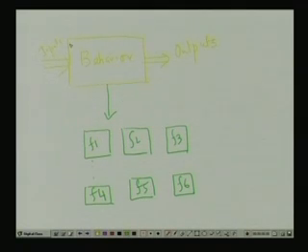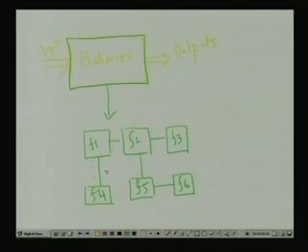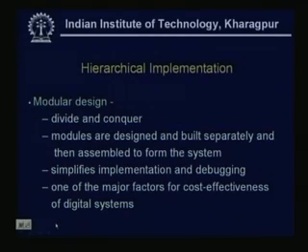That means this large system is broken into smaller blocks. There must be some interconnection between these blocks. Each of these smaller blocks we call a module. So, mainly this is divide and conquer, meaning the large system is divided and then the smaller modules are designed first.